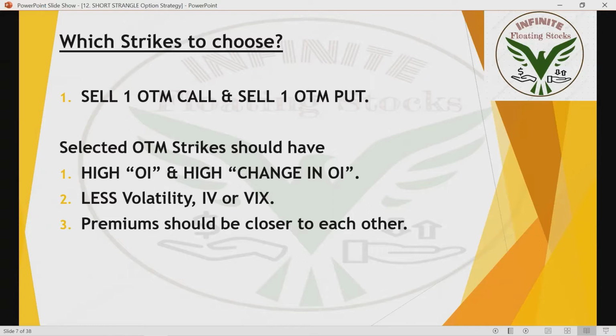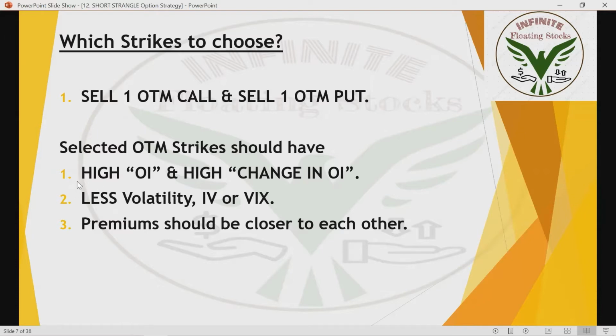So which strike to choose? I hope I have answered all the questions related to what strikes have to be chosen. The first thing is, when you're dealing with short triangle option strategy, you need to be selling one out of the money call option and one out of the money put option. There are a lot of out of the money put options and a lot of out of the money call options. Among them you might have the question, which strike to choose? You need to be looking for three main criteria before choosing the strike price.